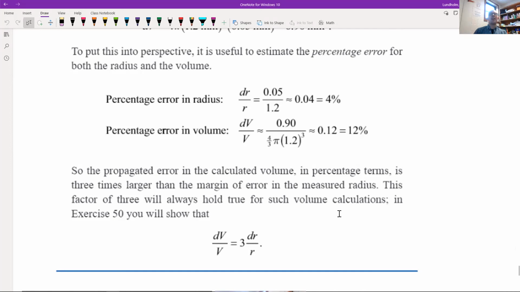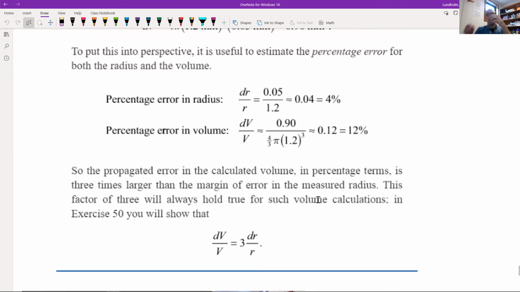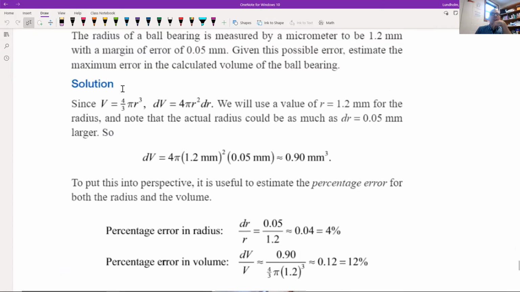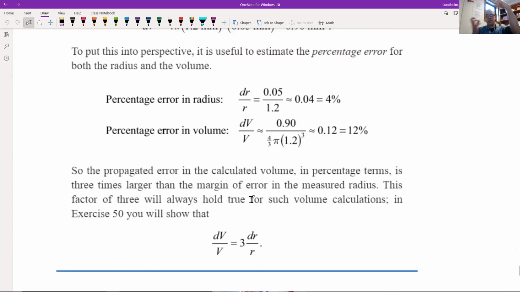You've got to imagine that when you're making a nudge to an input like the radius of a sphere, that nudge to the radius kind of gets calculated 3 times when you are working through this volume formula. So the fact that those absolute percentages are related by the number 3 is not super surprising.